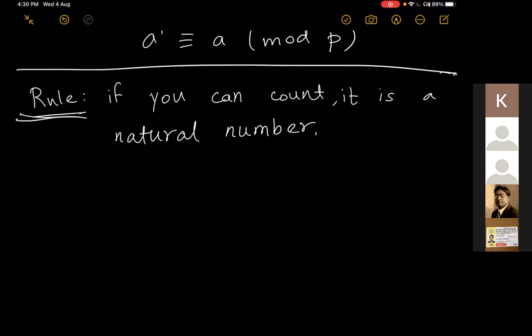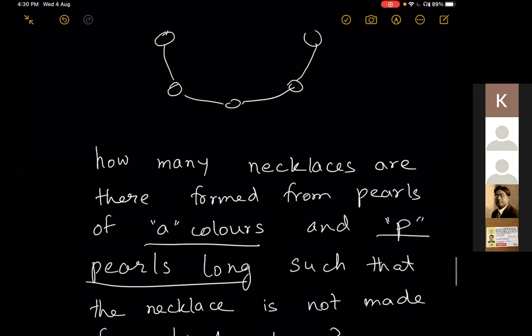Sir, for yesterday's example, POTD was based on Fermat's little theorem. Acha, I did not see. Acha, so how to use this rule? We just now did one example, which is Fermat's little theorem.